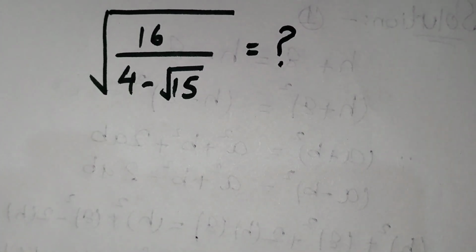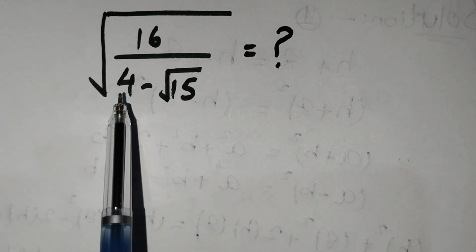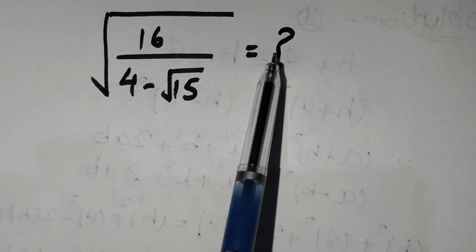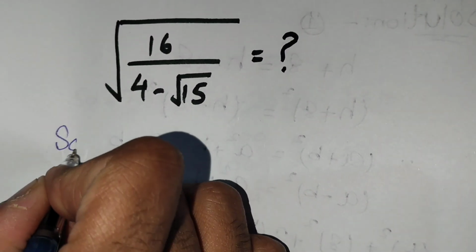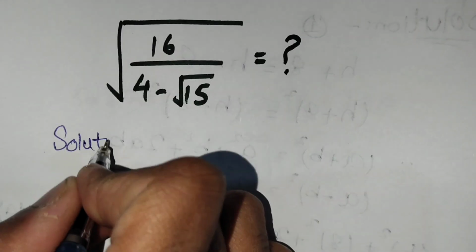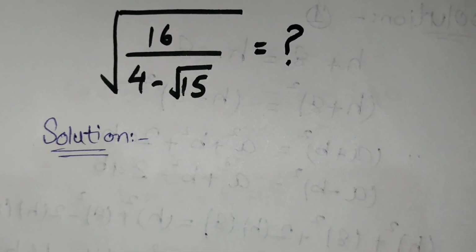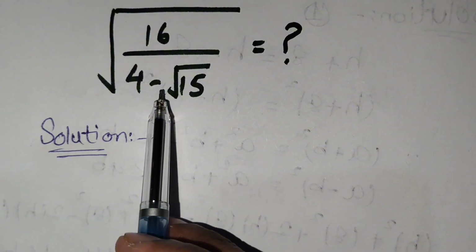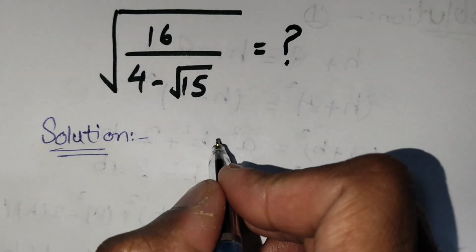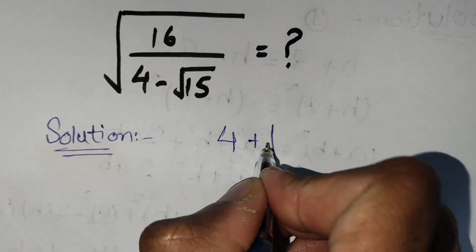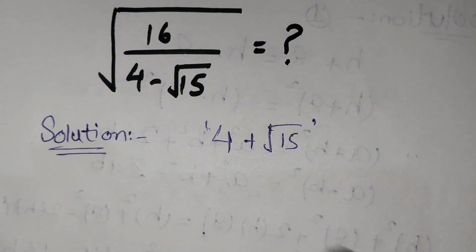Hi everyone, in this video we will solve square root of 16 divided by 4 minus square root of 15 is equal to what? We will solve this question without using a calculator. In the very first step we will multiply and divide by the conjugate of the denominator, which is 4 plus square root of 15. So we will multiply and divide by this.